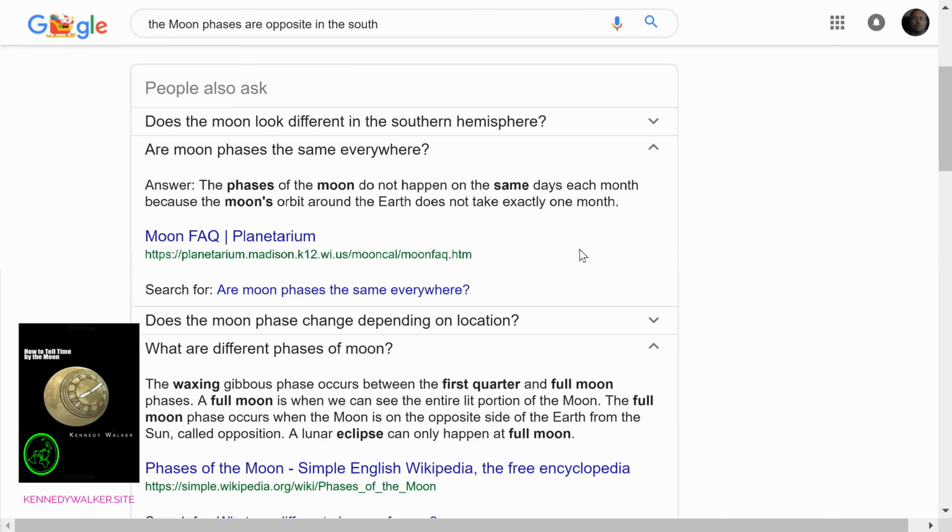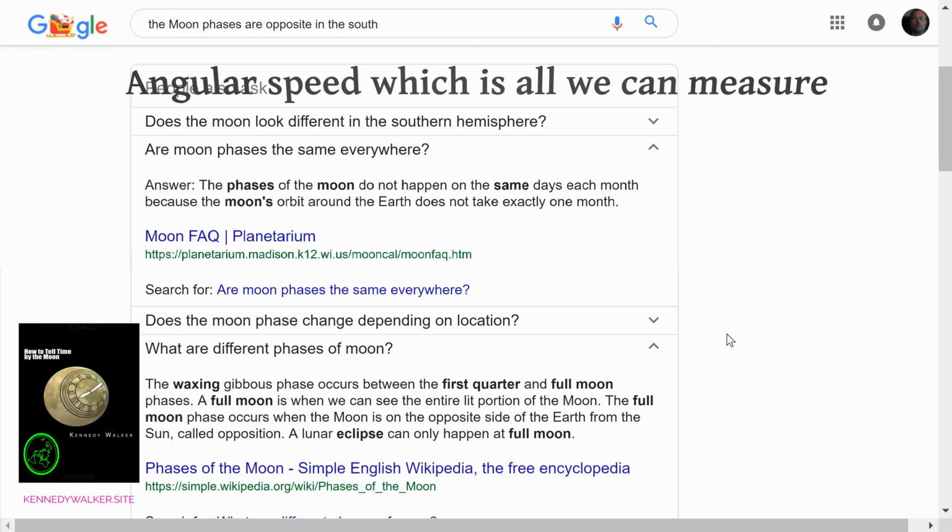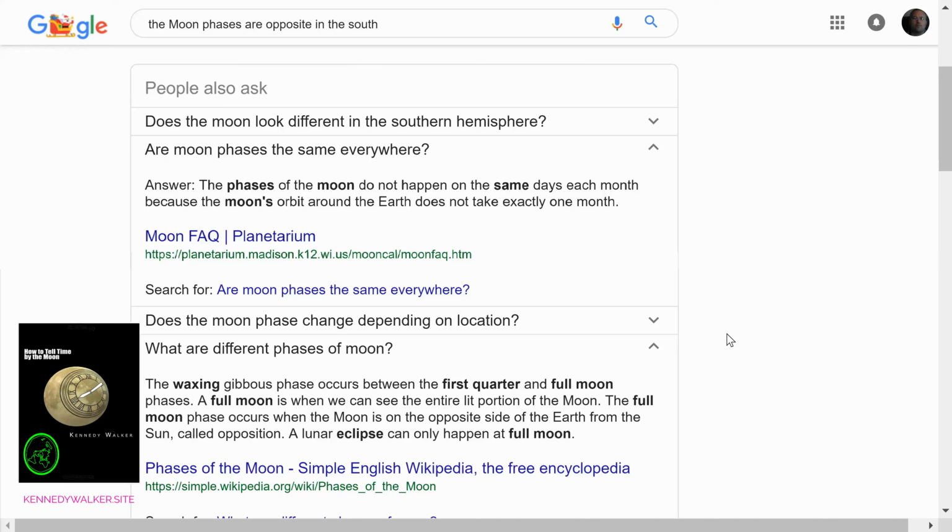These relationships that occur and repeat can only occur because the moon is always following the sun, and it's almost the same speed. It might be closer in, it might be further out, but it's always following around this circuit, just a little bit slower than the sun is. And because of that, we have consistent moon cycles. They keep repeating. These phases do not occur on the same days each month. That's from planetary.madison.k12.wisconsin, I think, .us. Government, education.